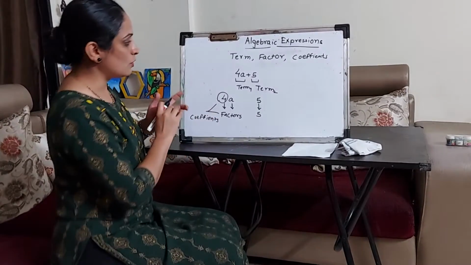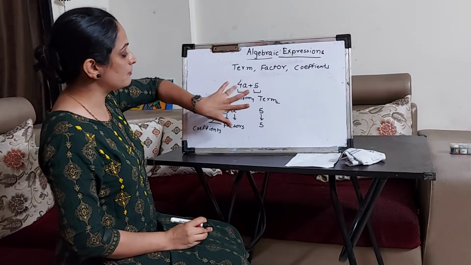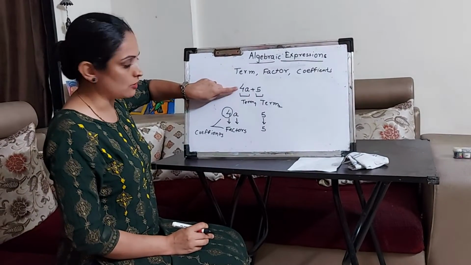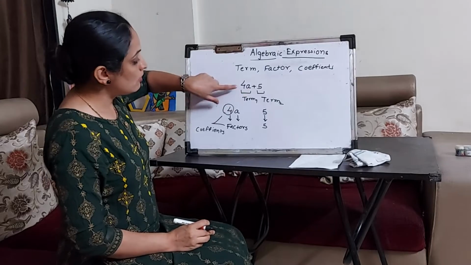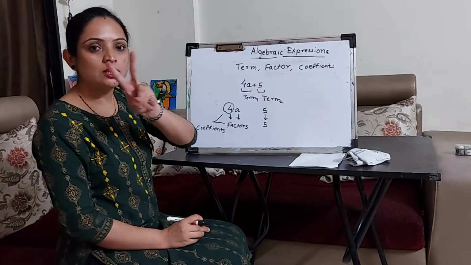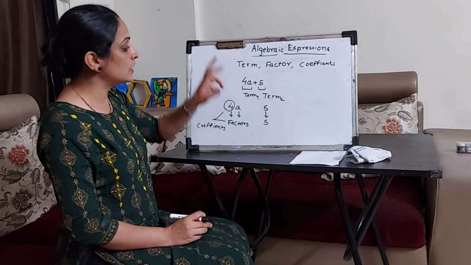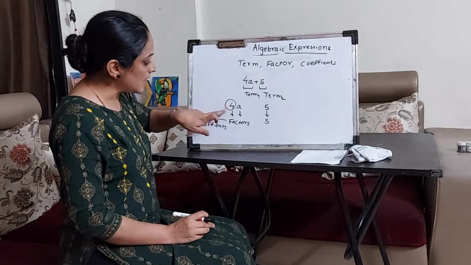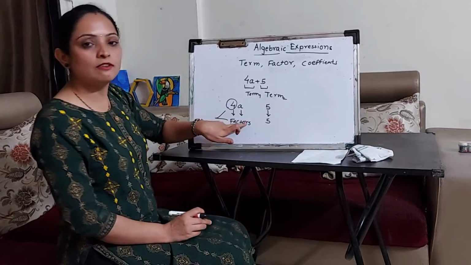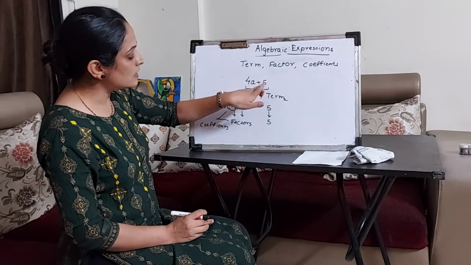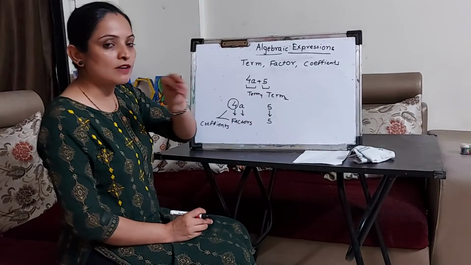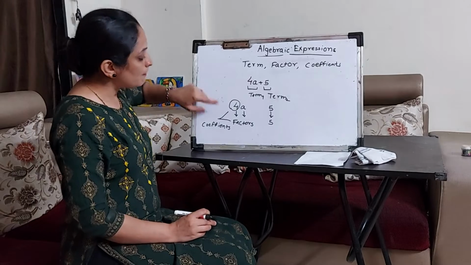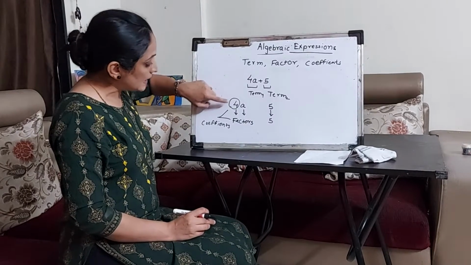Okay. So let's revise shortly. Here it is an expression 4a plus 5. 4a and 5, these are the two terms in this expression. If we focus, term 1 is having 4 and a. These are the factors. And here it is a constant. So we can say 5 is the only factor. But here 4 is a number.